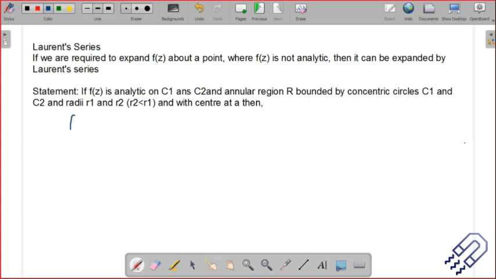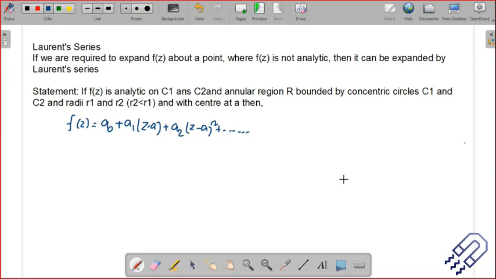So the series would be something like this: f(z) is equal to a0, whatever is the point we're talking about here, plus a1 (z minus a), plus a2 (z minus a) whole squared, and so on. This will be the series. That means here you don't really need to consider, you have to just expand the series. That's it, that's what is more important.